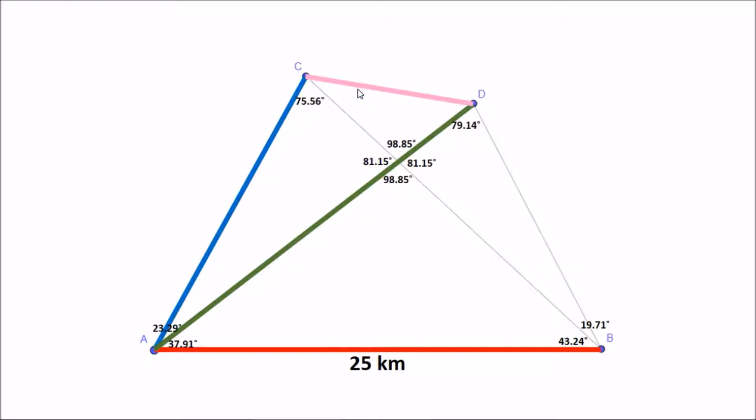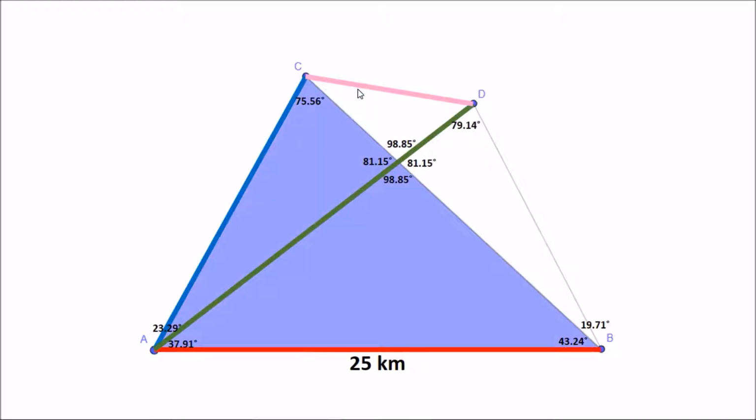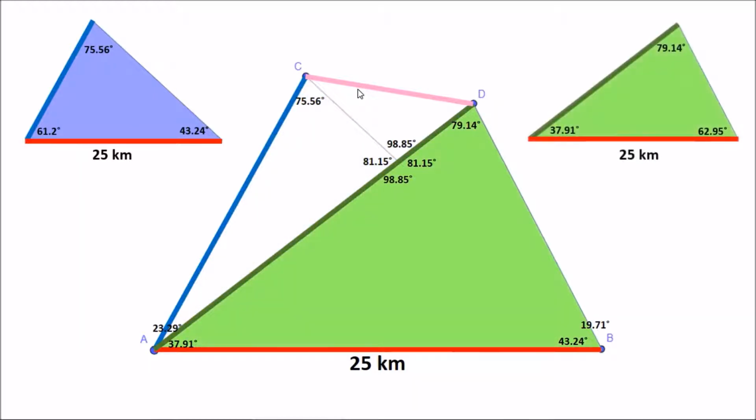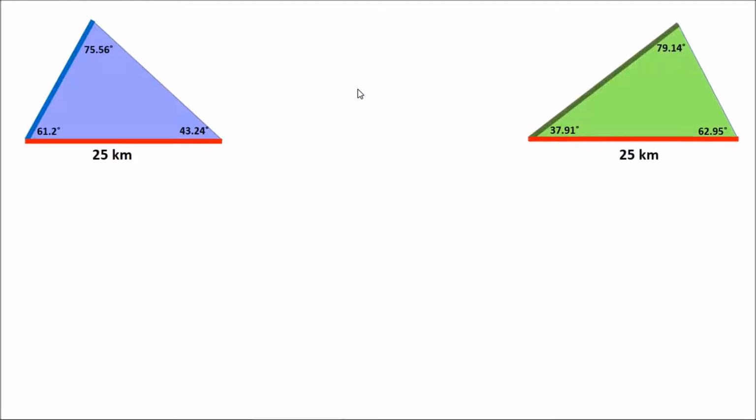So let's put this triangle up here with all of its known angles within it, and of course the 25-kilometer distance that we know. And let's put this triangle up here, again with all of its known angles and the 25-kilometer distance, and get rid of this in the middle. Let's call our unknown distance here x and the unknown distance here y.